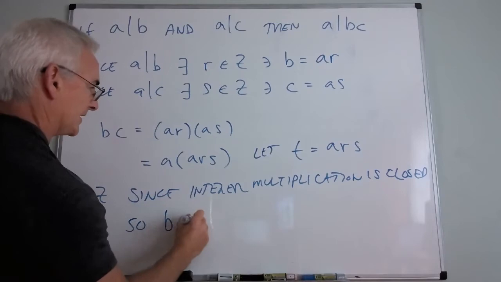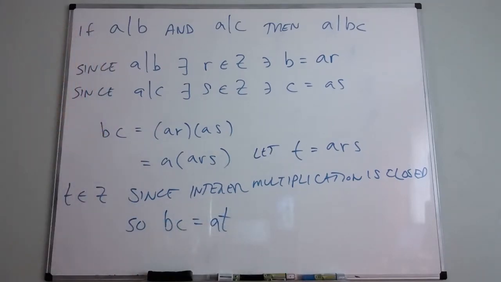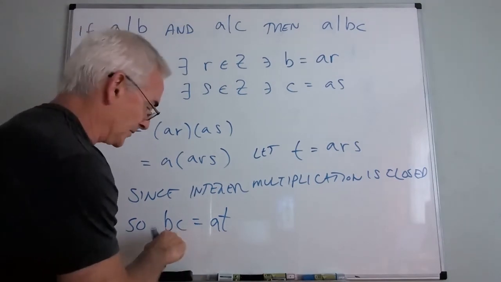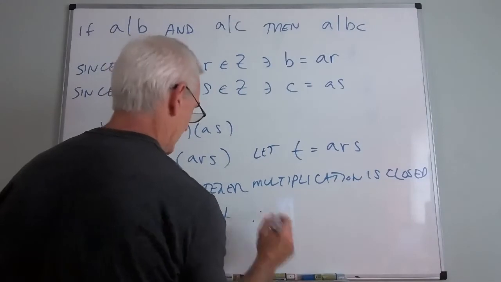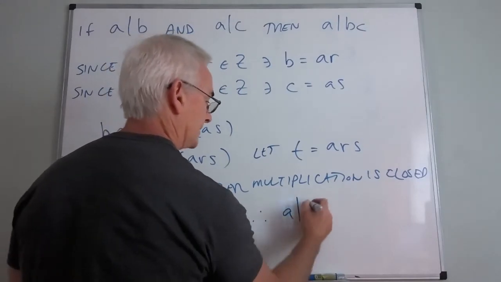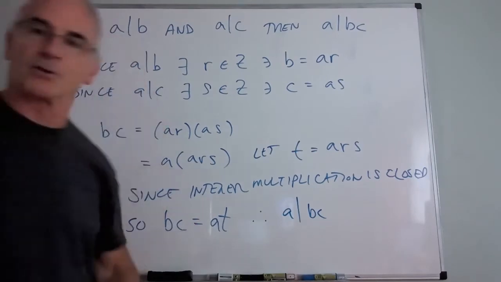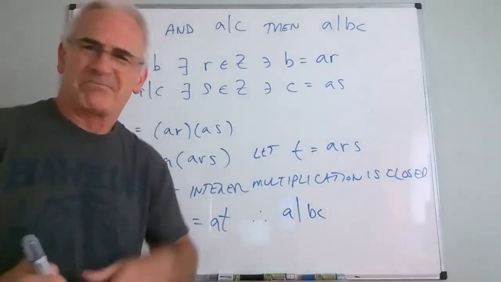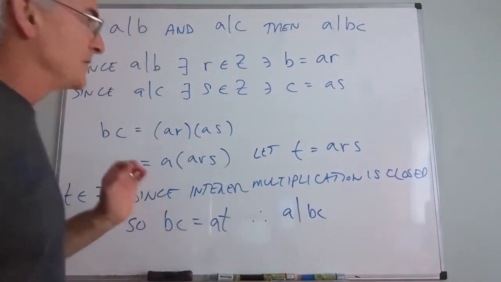So BC equals AT. Okay, I just wrote this product as A times an integer. Therefore, A divides BC. Crowd goes wild. Now that wasn't all that hard. You said that was not too bad.